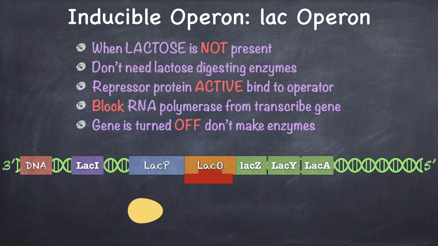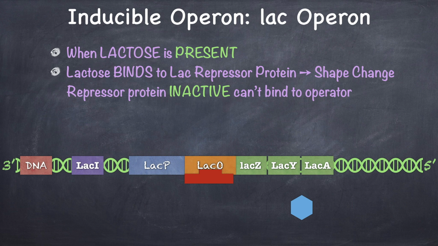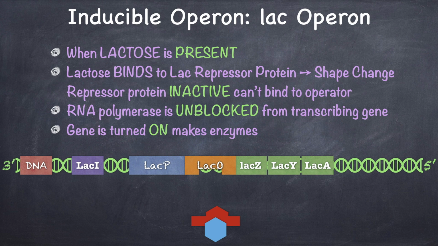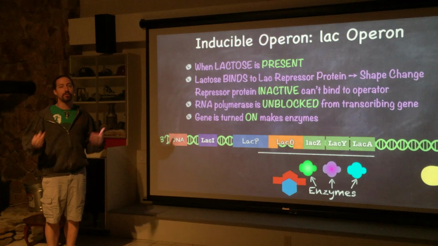But in the presence of lactose, lactose is able to bind to that repressor protein. And when it does, it inactivates it, making it so that the repressor protein cannot bind to the LAC-O. At this moment, nothing is blocking the RNA polymerase from going through and transcribing those genes. This turns them on, and each of those enzymes is then able to be produced through translation.